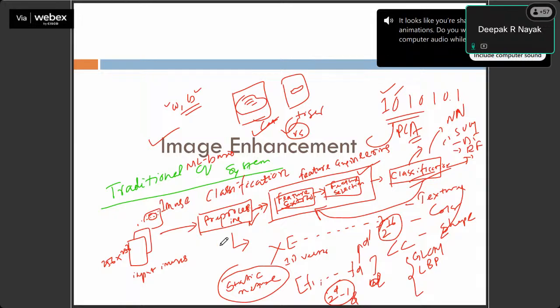But to appreciate the advanced algorithms, we need to understand the concept of traditional computer vision. Hope you have got some idea here, and we will also discuss these things in the hands-on session.